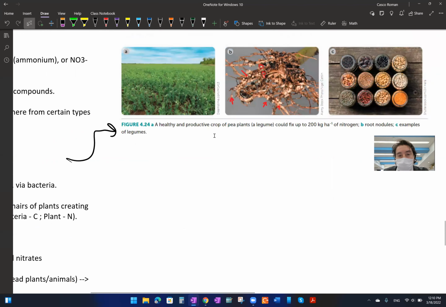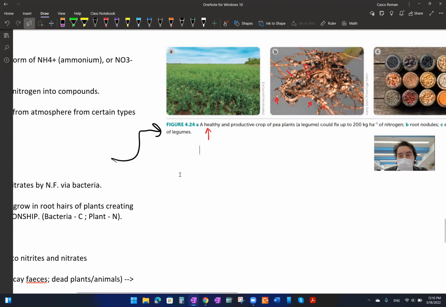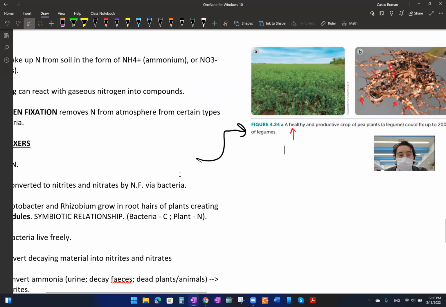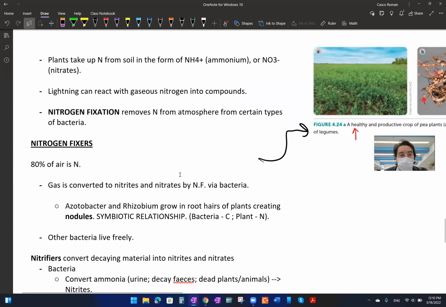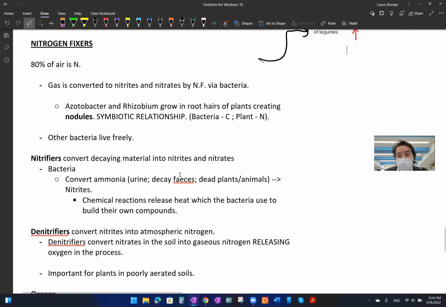Okay, so here you can get an example of the plant species. You have a pea plant, which is a type of legume. You can see the root nodules of these plants. And there's many plant species that actually produce a lot of seeds, and these seeds can house a lot of nitrogen. Okay, not an extraordinarily high amount, but you do have a good source of nitrogen, of nitrates, within seeds, right?